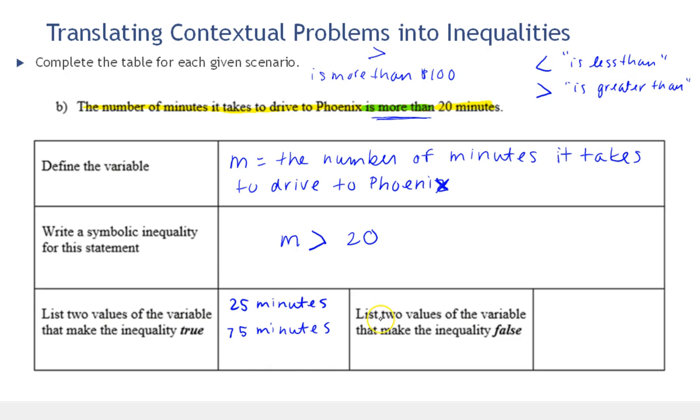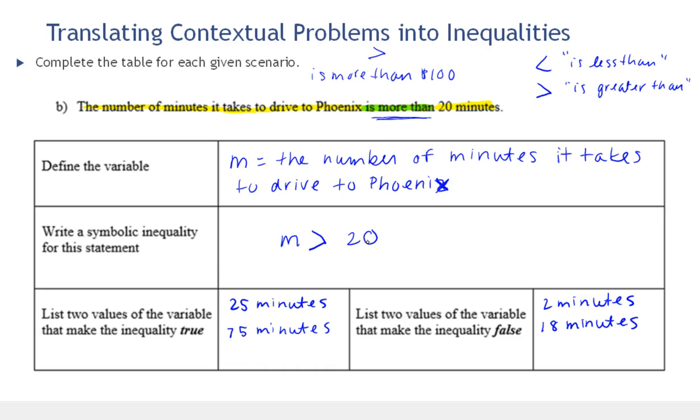List two values of the variable that make the inequality false. Well, if it takes you 2 minutes, that must be false because 2 minutes is not greater than 20 minutes. And even 18 minutes would not make this inequality true because 18 minutes is not greater than 20 minutes.